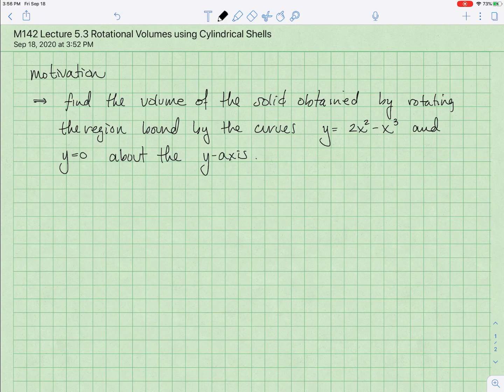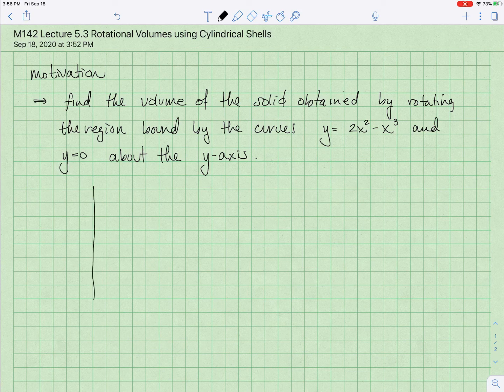All right, folks, we're going to introduce section 5.3, the section known as volumes by cylindrical shells, specifically rotational volumes. We're going to introduce and motivate this section by looking at an example. So let's take a look at the following. We're going to find the volume of the solid obtained by rotating the region bound by the curves y equals 2x squared minus x cubed and y equals 0 about the y-axis.